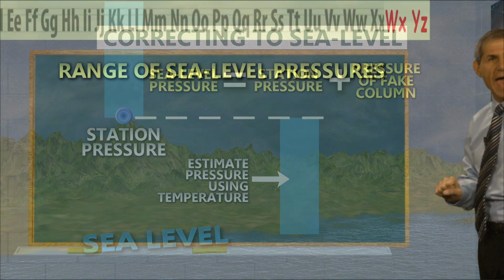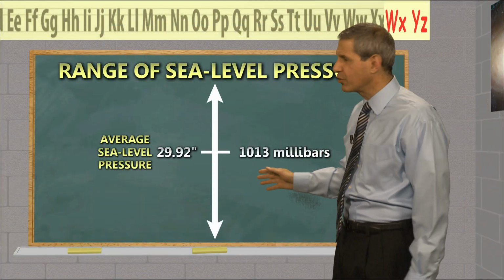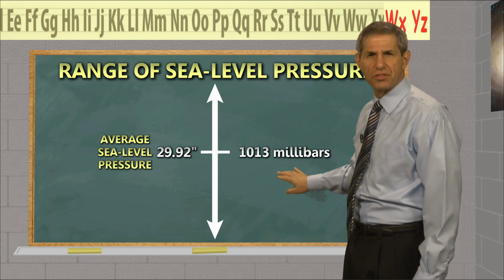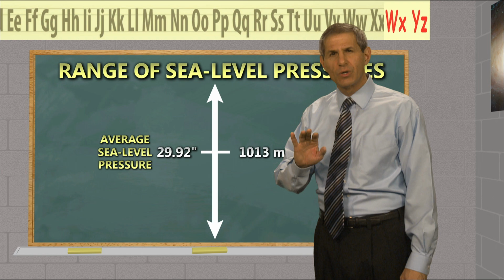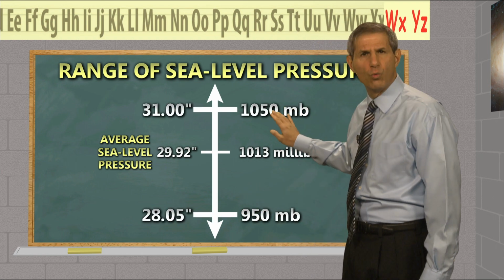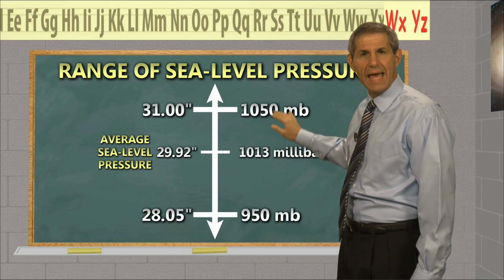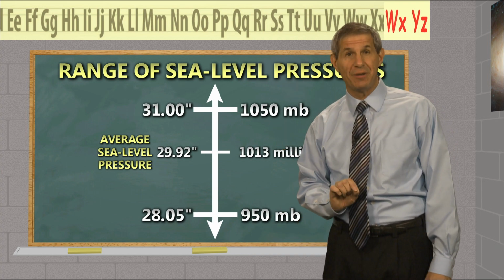It turns out that average sea level pressure is about 29.92 inches of mercury, which is around 1,013 millibars in the unit that we use operationally. Nearly all sea level pressures fall between 950 and 1,050 millibars. Outside those limits, you can be pretty sure that something extreme is happening.